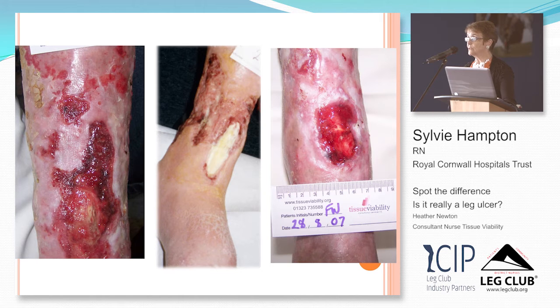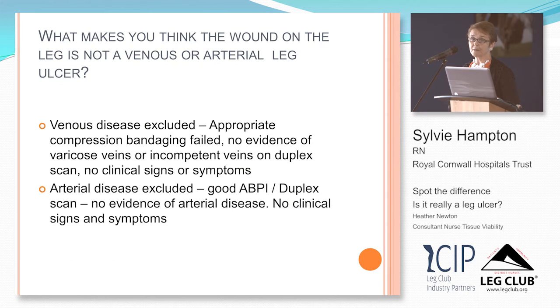And because it was arterial, of course, it did a lot of damage. And with arterial wounds, quite often, you do see those tendons poking out. Again, another arterial wound. It's not on the gaiter area, as you would expect a venous ulcer to be. So what makes you think that the wound on the leg is not a venous or an arterial leg ulcer?